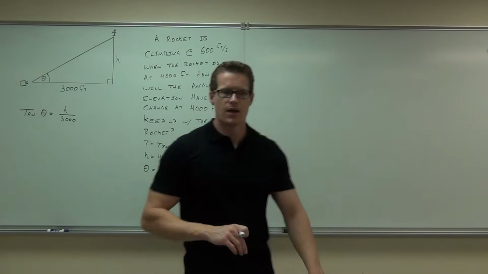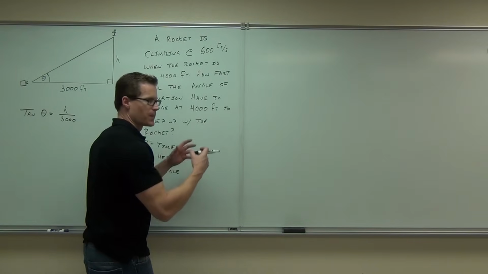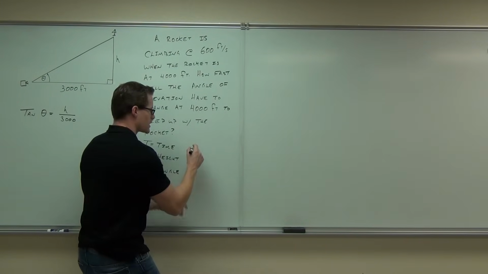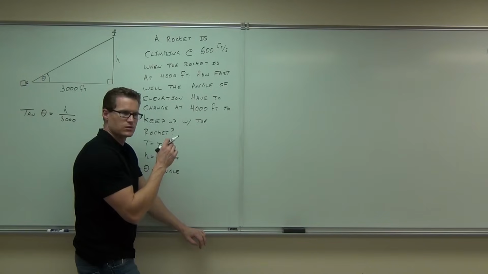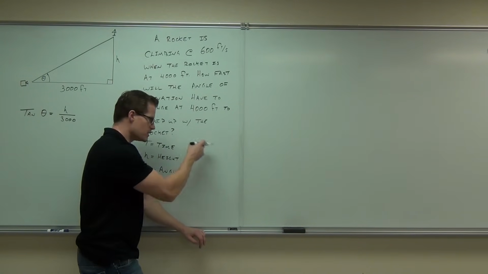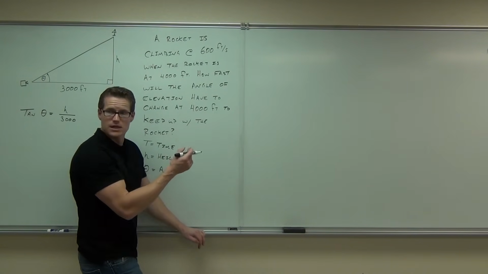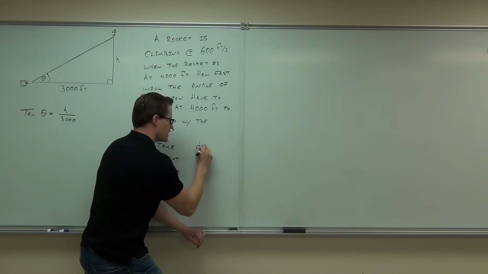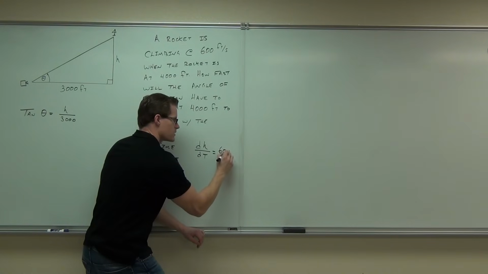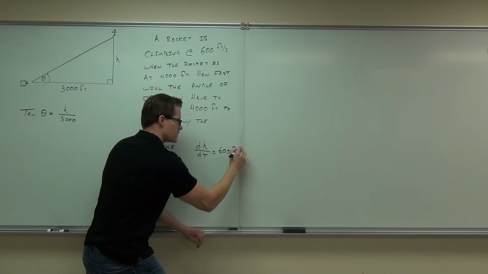Here's how you write that. If your height is changing with respect to time at 600 feet per second, what would the change in height compared to time be? What is that? dh/dt. Yeah, dh/dt, that works. This is the change in height with respect to time, and you know that's 600 feet per second.